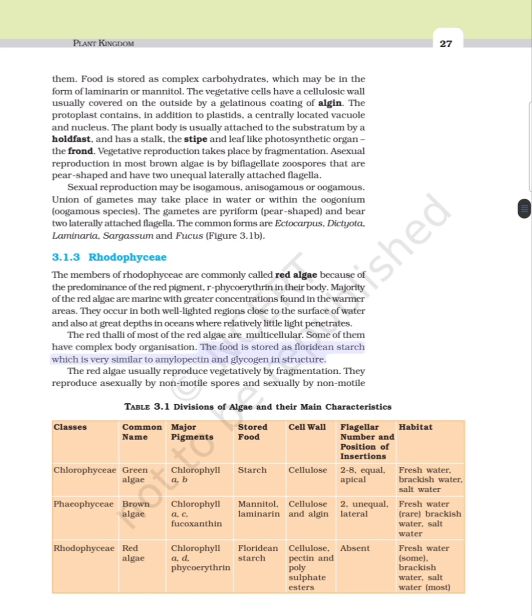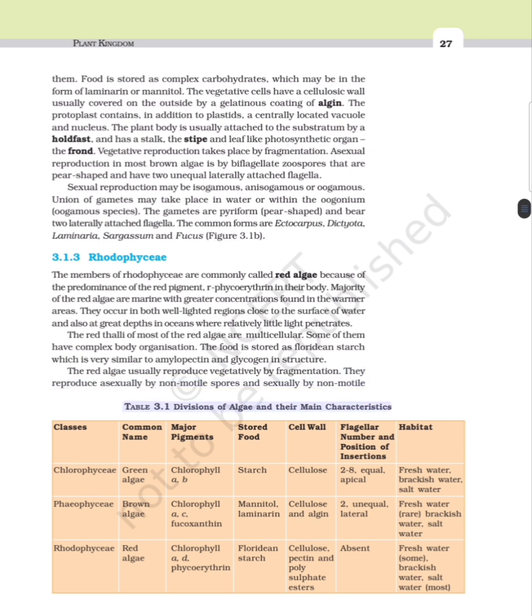The food is stored as floridean starch, which is very similar to amylopectin and glycogen in structure. The red algae usually reproduce vegetatively by fragmentation. They reproduce asexually by non-motile spores and sexually by non-motile gametes.